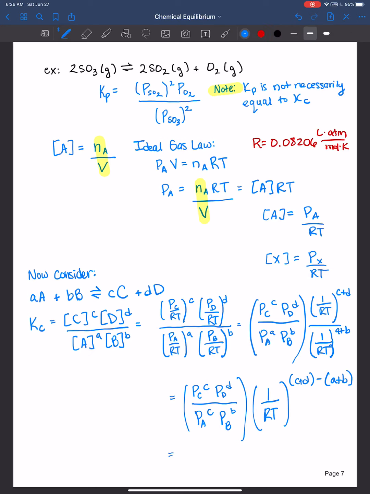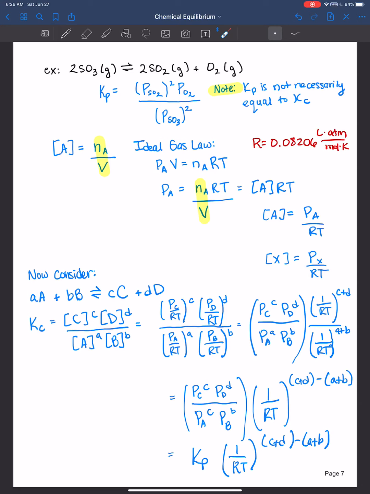So Kp times 1 over RT to the C plus D minus A plus B. So Kc is equal to Kp times 1 over RT to the C plus D minus A plus B power.